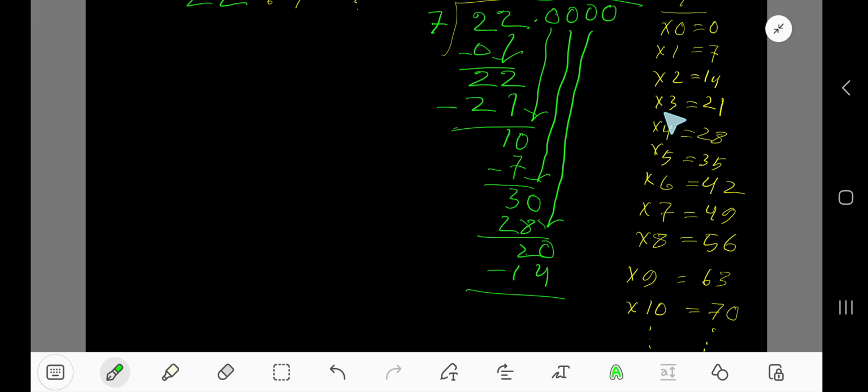20. Okay, 3 times is too much, so 2 times 7 is 14. If you subtract, you are getting 6.